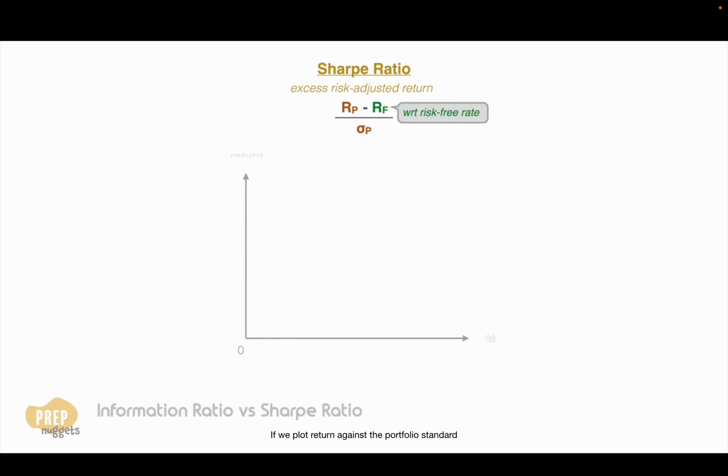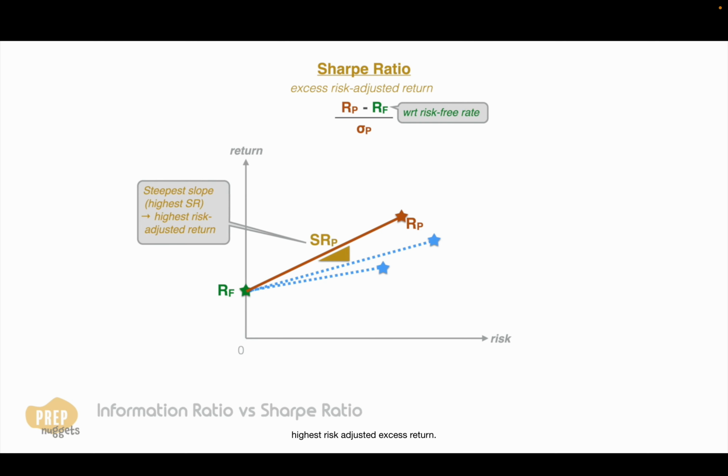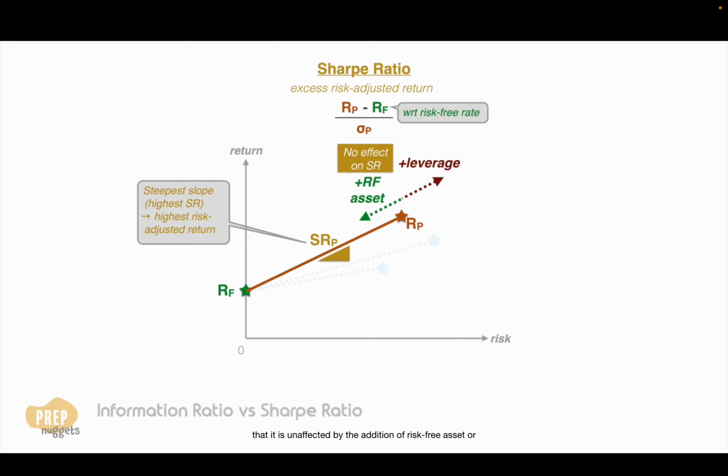If we plot return against the portfolio standard deviation, the risk-free return should plot here, and the portfolio return should plot somewhere here. The slope of the line that intersects the 2 points is the Sharpe ratio of the portfolio. Different portfolios should plot at different points, and the one which has the steepest slope has the highest risk-adjusted excess return.